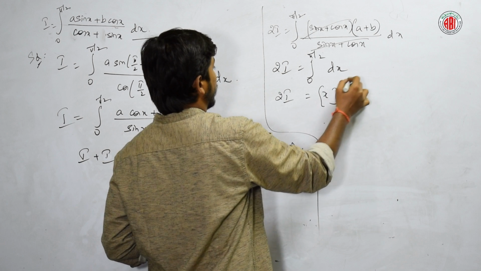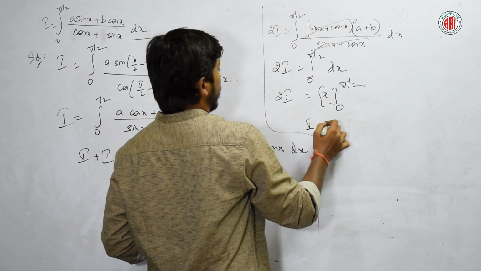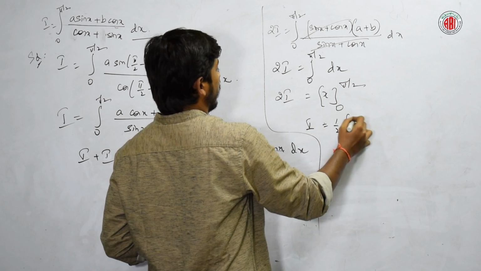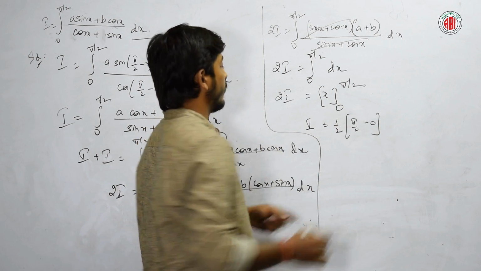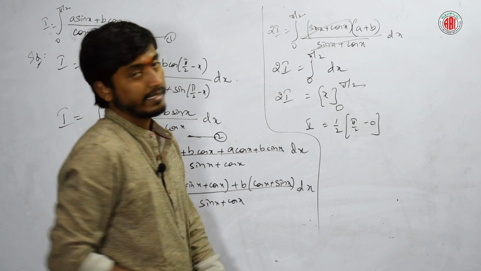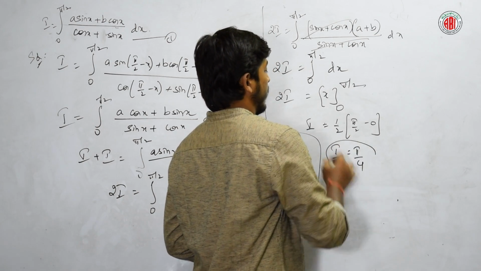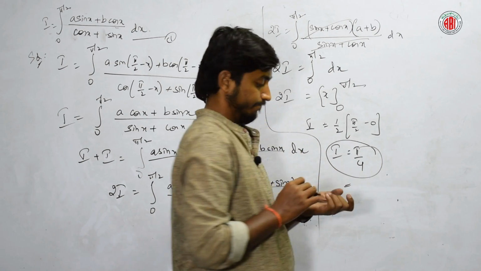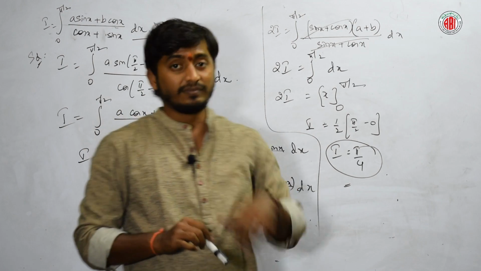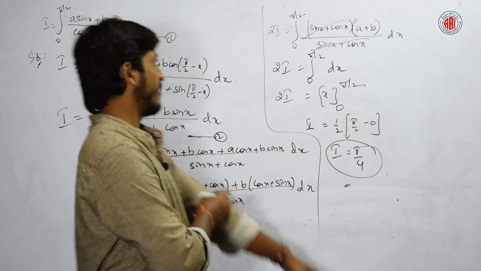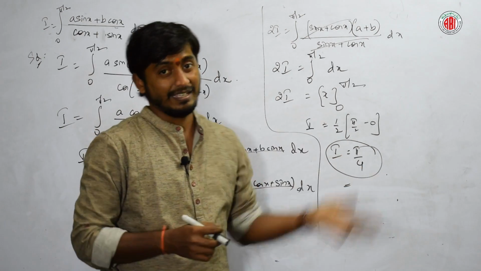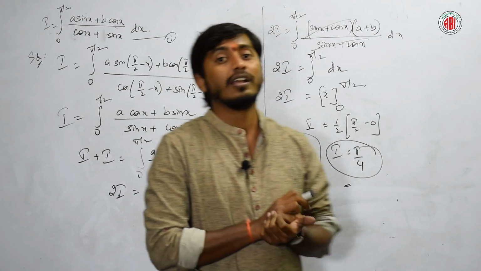Now, we are going to substitute the values of pi by 2. I is equal to 1 by 2, pi by 2 minus 0. I have sent this 2 to that side. So, my integral value is pi by 4. Clear? Is it easy to solve? This is almost similar to the problems which we did as short and very short, right?